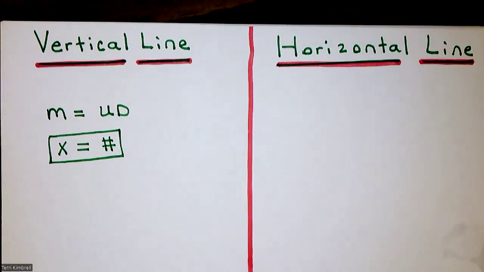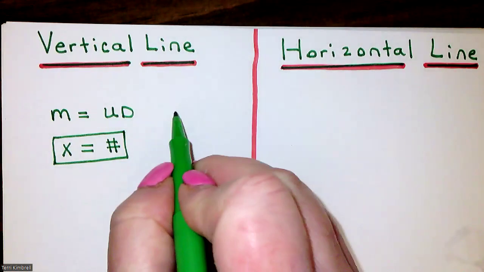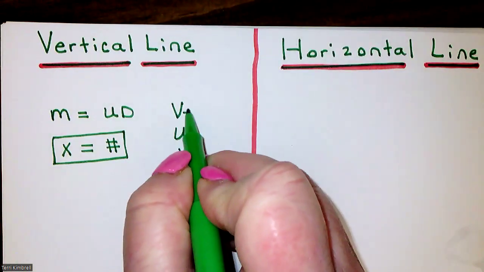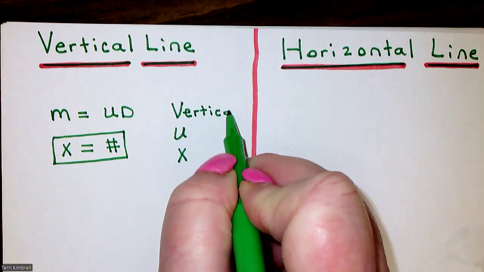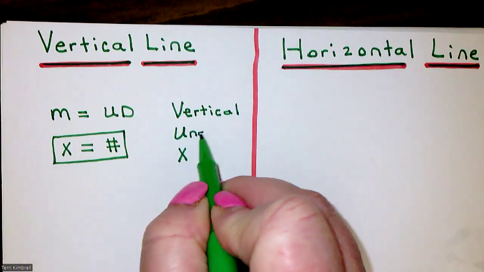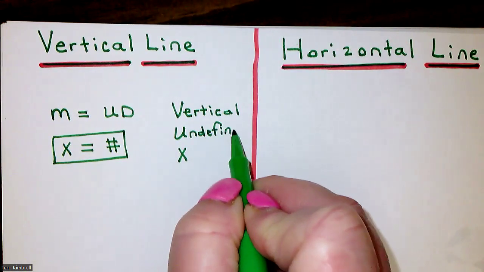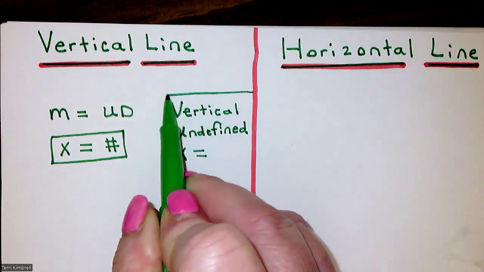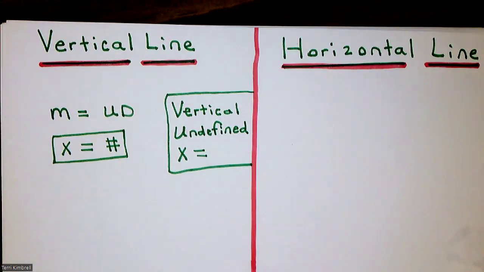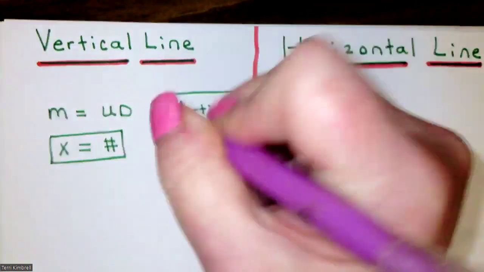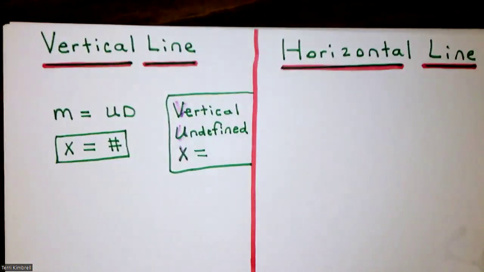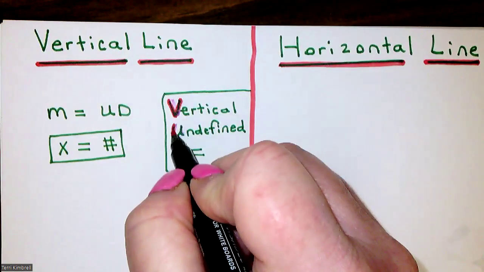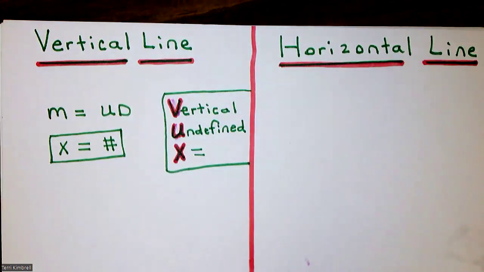You're only going to have x in a number, okay? A way to remember that is VUX. So you have a vertical line. It has an undefined slope. And the equation is x equals. Okay, so if you can remember VUX. Okay, just kind of like vertical, V, undefined, x equals.